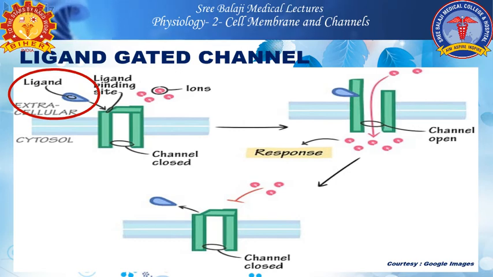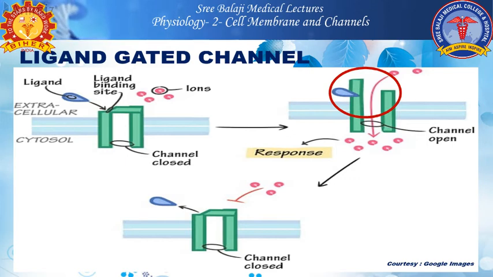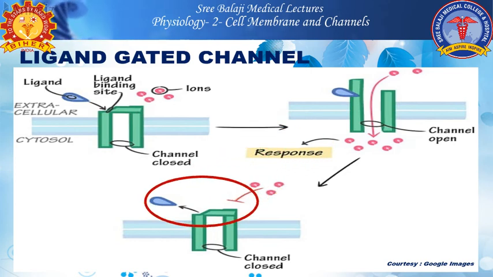This gate has a ligand binding site. When the ligand comes and binds over the ligand binding site, what will happen? This gate will open. When the gate opens, whatever ions want to get into the channel can easily get into it. This channel will open only for a certain time. When the ligand gets removed from the binding site, automatically the channel will close. So this channel is mainly guarded by the ligands.